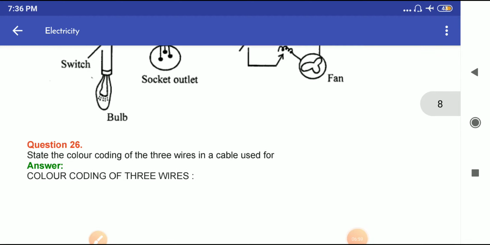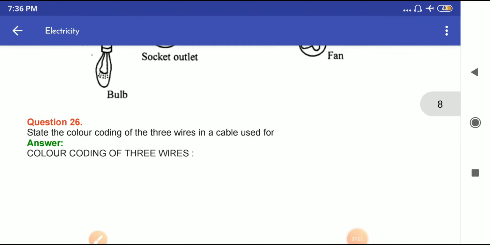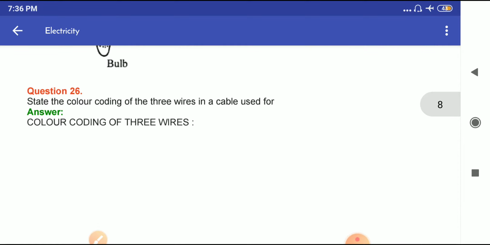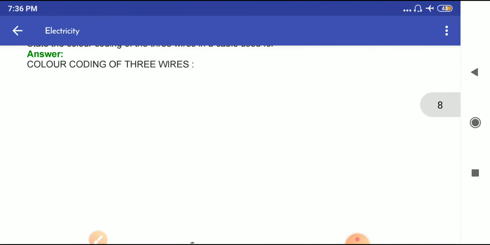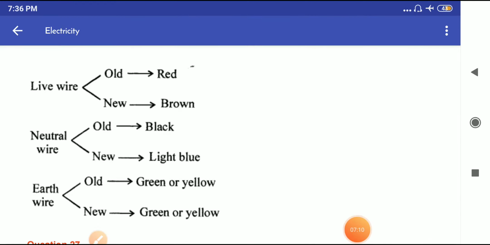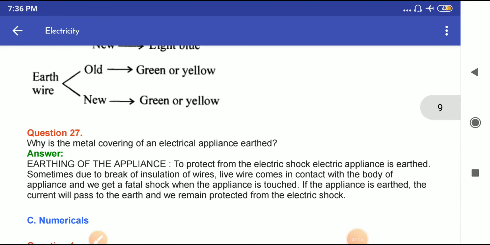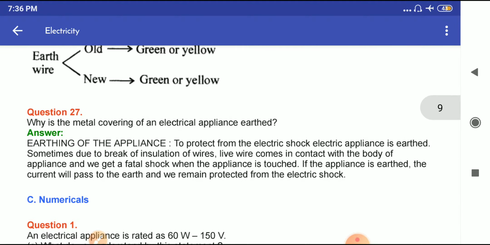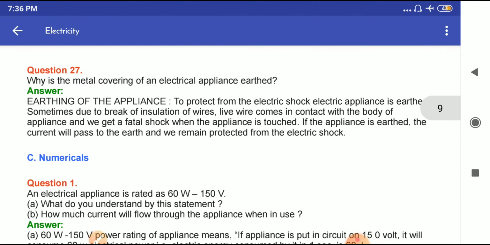Now question number 26. State the color coding of the three wires in a cable. First one is for the live wire, then neutral, and earth wire. These are the color codings. Now question number 27. What is the metal covering of an electrical appliance? Earth. So this is your answer. You can write it from here.